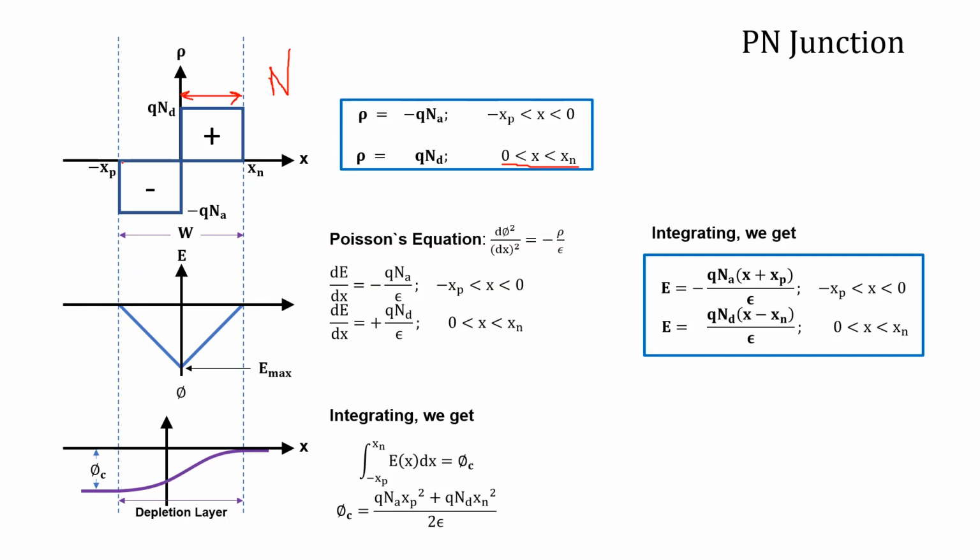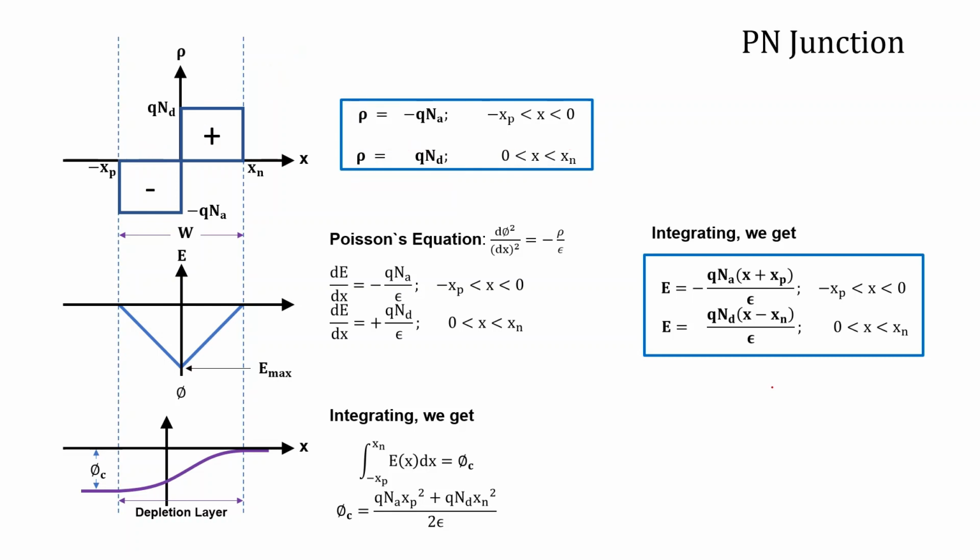So total width is xp plus xn. So xn is the depletion region width inside the n-type material. So from 0 to xn, the total charge density because of these positive immobilized charges is q Nd. So these charge densities are denoted by rho.